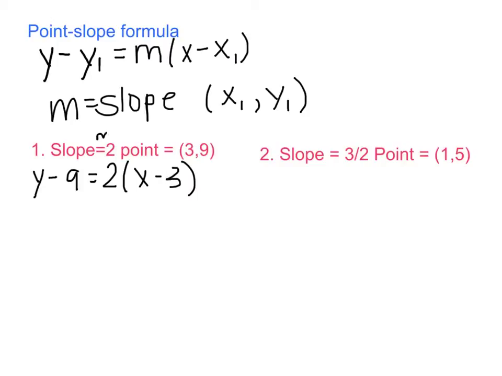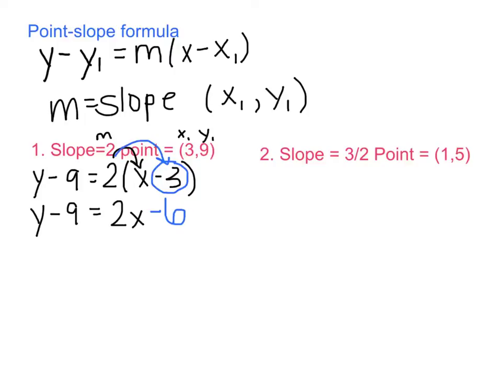So this was m. You have x1, y1. Now, this is just going to be a simple equation. You're going to distribute, and you're going to solve for y. So you have y minus 9 equals 2 times x, which is 2x, and then 2 times negative 3. Don't forget that negative, so 2 times negative 3 is negative 6, or minus 6.